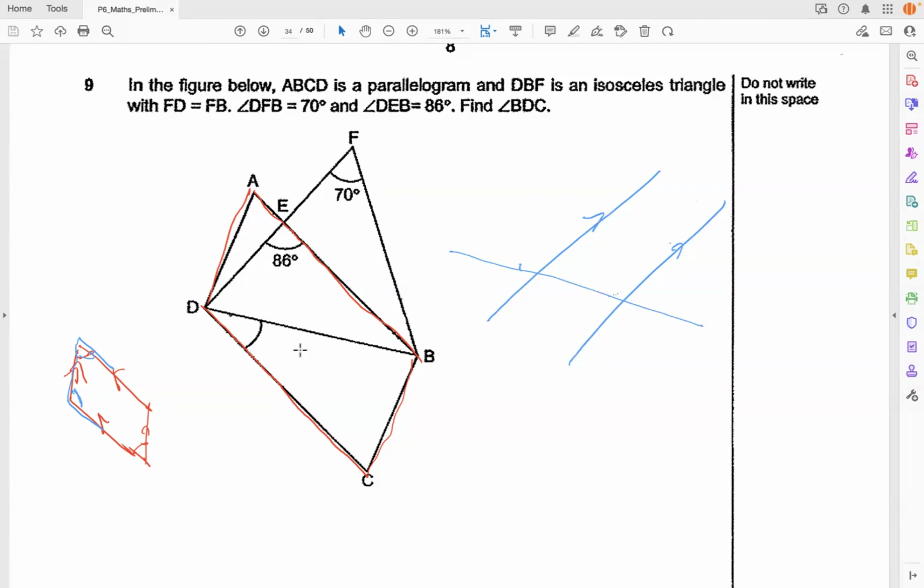Let me get another color, easier. You can say this angle is also equal to this angle, adjacent. You can also say this is what we call an F shape. Then you can also get a Z, alternate angles: this angle equals this angle. Where else can we get? We can get the interior angles of a parallelogram. This angle plus this angle is 180 degrees.